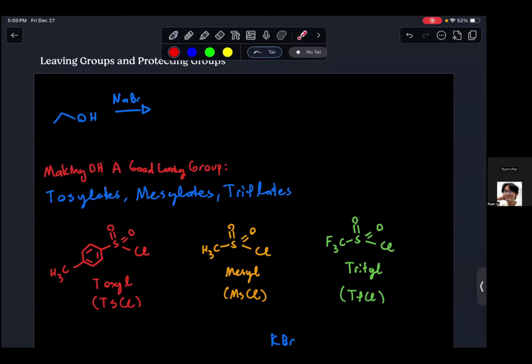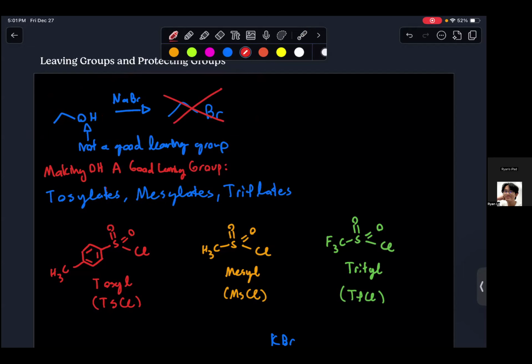Let's start with the classic dilemma of something that you learned in 8A. Say you have this starting material, this little alcohol, and you want to make BR. According to what you were taught in 8A, this reaction shouldn't be possible. It's near impossible, at least. Why? Because OH is not a good leaving group. This is just straight up impossible. You can't do that. And so what do you do?